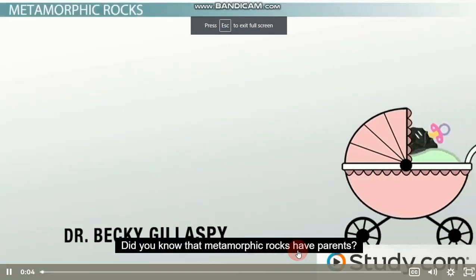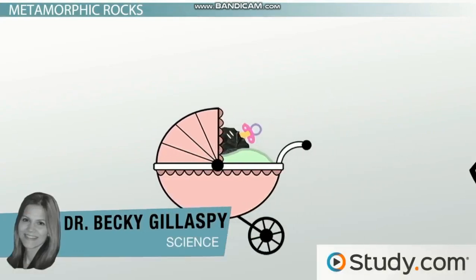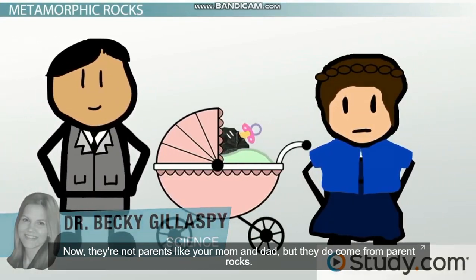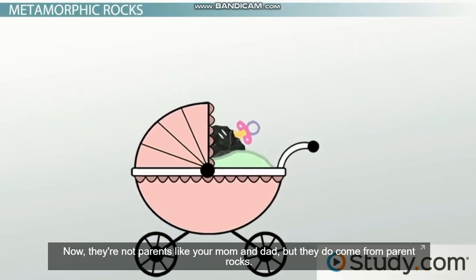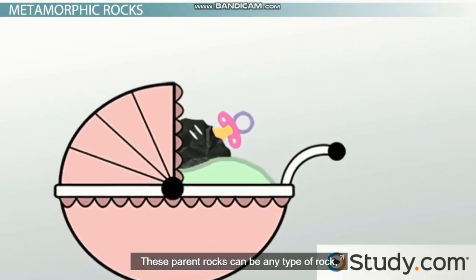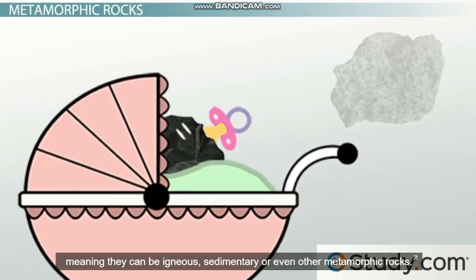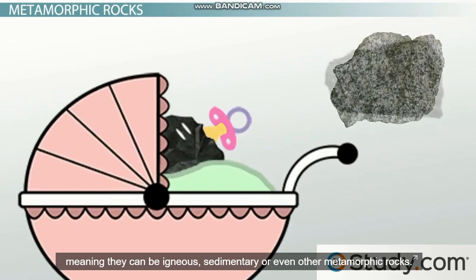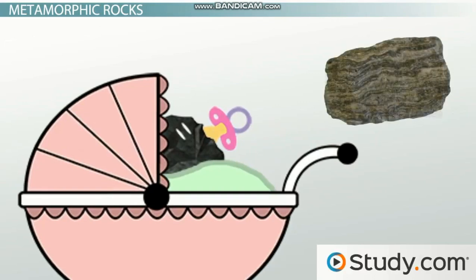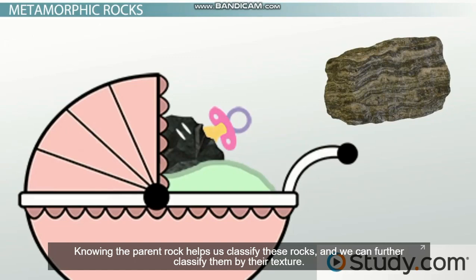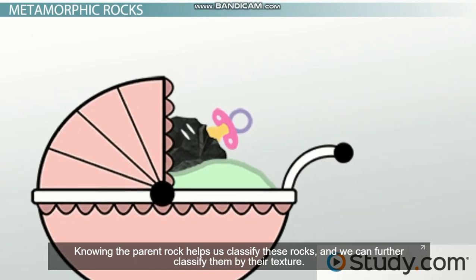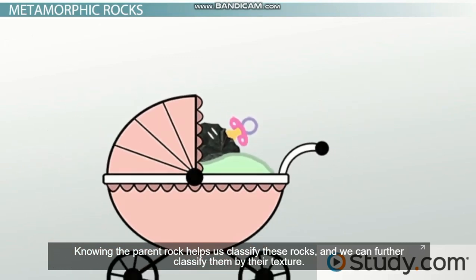Did you know that metamorphic rocks have parents? Now, they're not parents like your mom and dad, but they do come from parent rocks. These parent rocks can be any type of rock, meaning they can be igneous, sedimentary, or even other metamorphic rocks. Knowing the parent rock helps us classify these rocks, and we can further classify them by their texture.